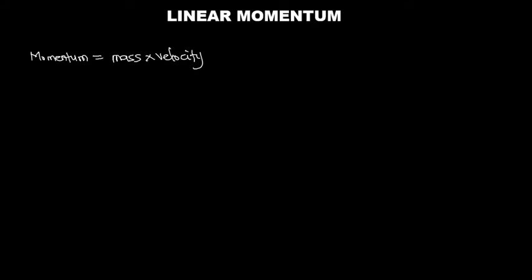Now, assuming we have two bodies that are colliding into each other, the collision can be defined as either elastic or inelastic collision. Before we look at what elastic and inelastic collisions are, let's look at the principle of conservation of what? Linear momentum. So we want to look at the principle of conservation of linear momentum.